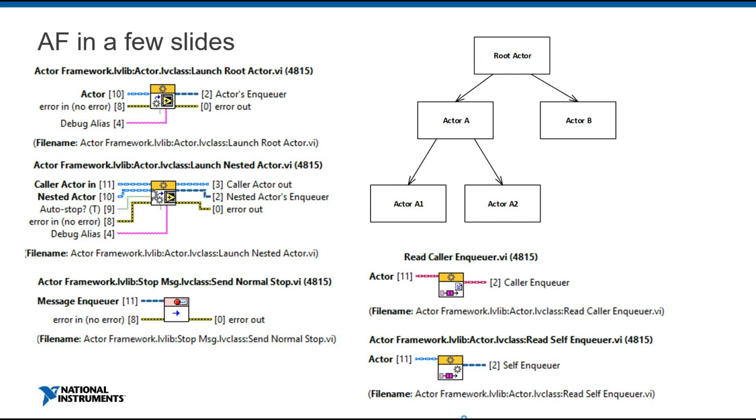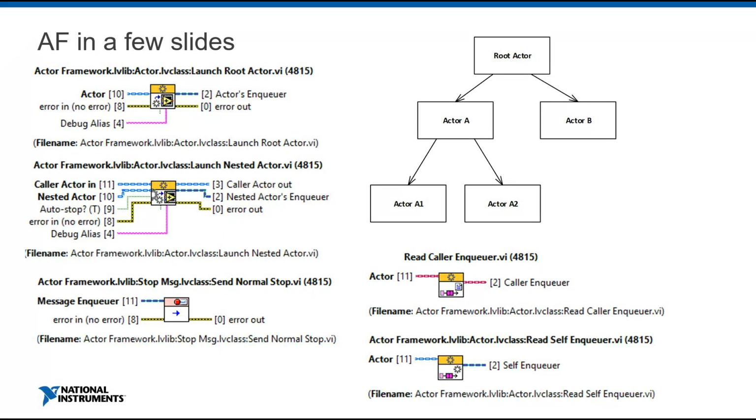And then every actor has two methods called read caller enqueuer and read self enqueuer, and that lets it send messages to its caller or to itself. And the reason you need to send it to yourself is that actor core of the ultimate actor class, at the top of the hierarchy, is the one that handles the messages. So if you want to put messages in there from elsewhere, you have to have access.